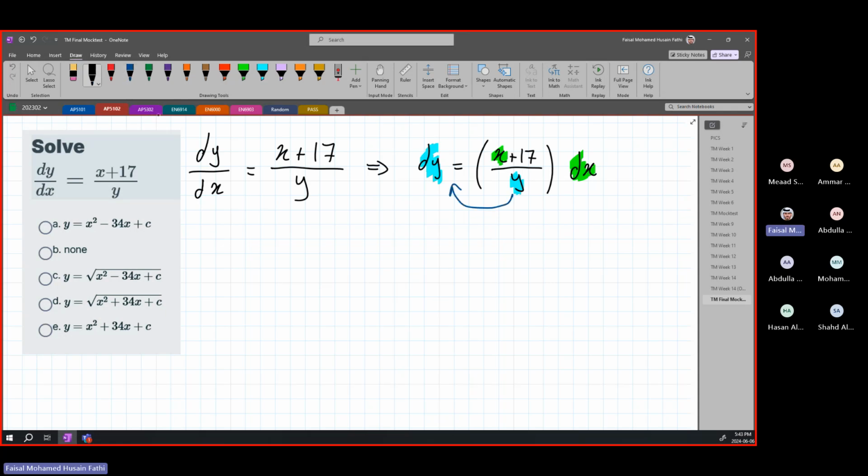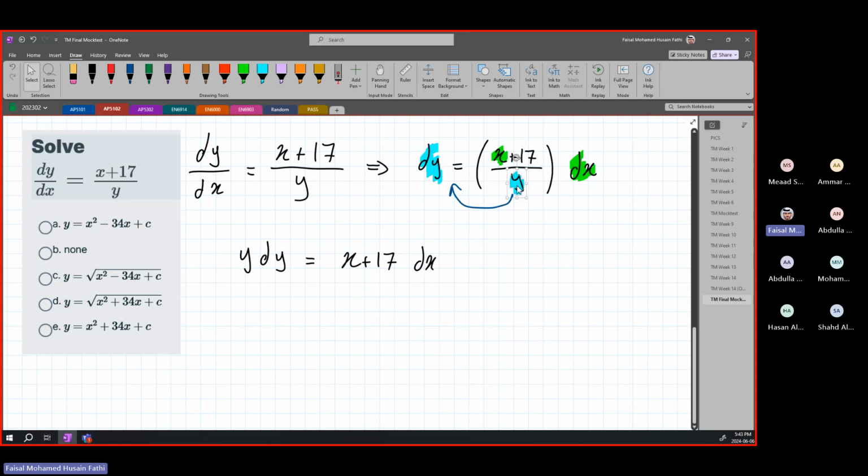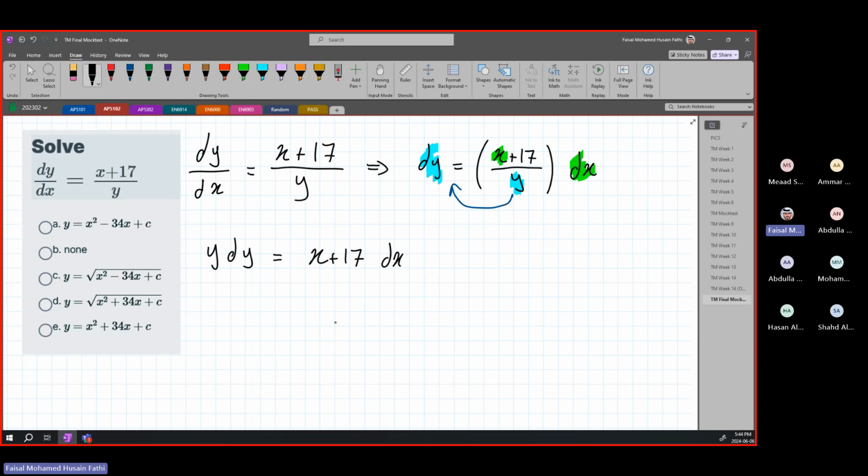Therefore, we're going to have y dy is equal to x plus 17 dx. Okay, this is just algebra. You should know how to move the y from here to here. You're multiplying both sides by y, or whichever way you understand, cross multiplication or whatever. But you need to understand why the y has moved here. Now we have the x's with the x's and the y's with the y's.